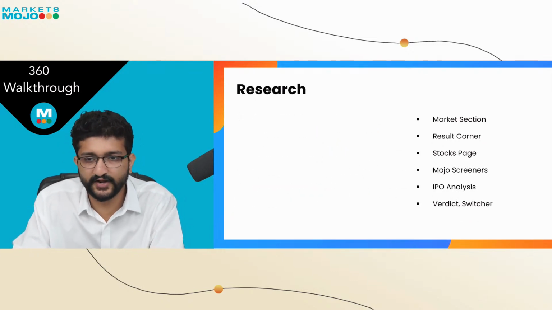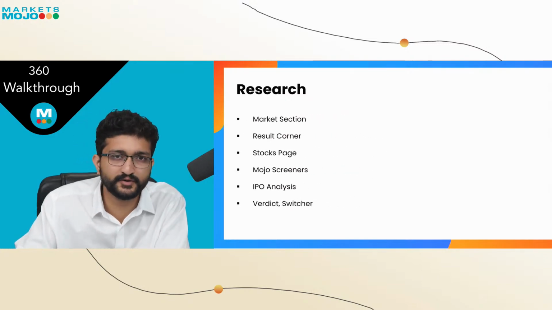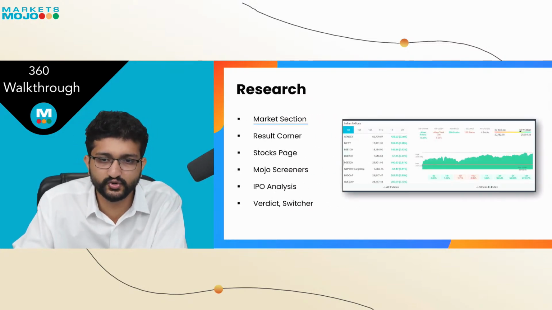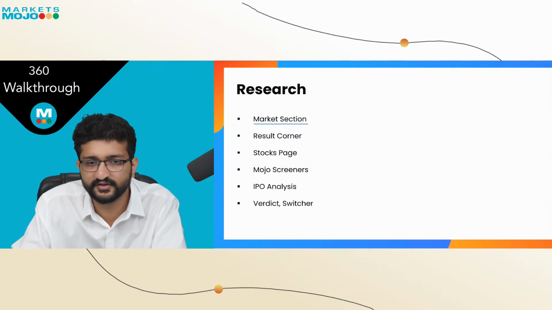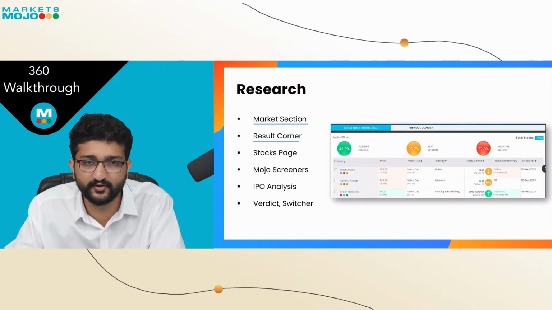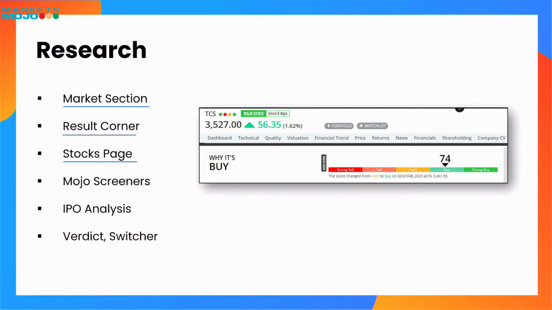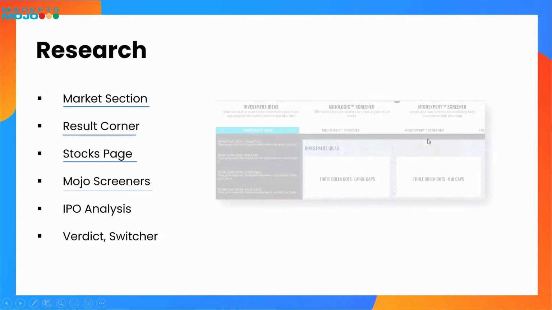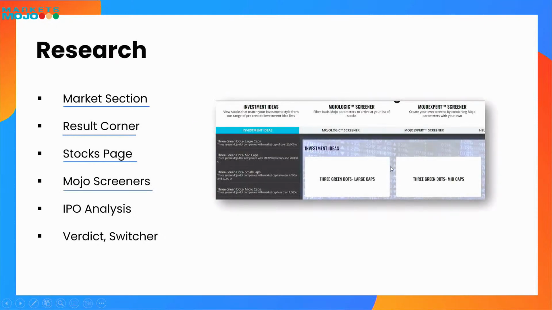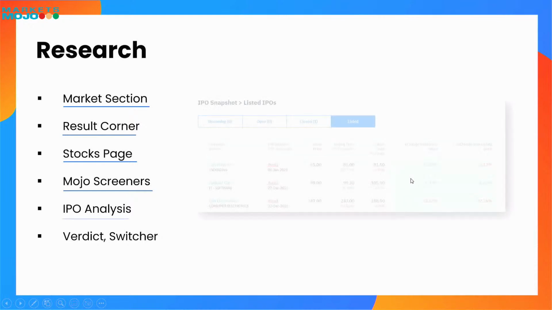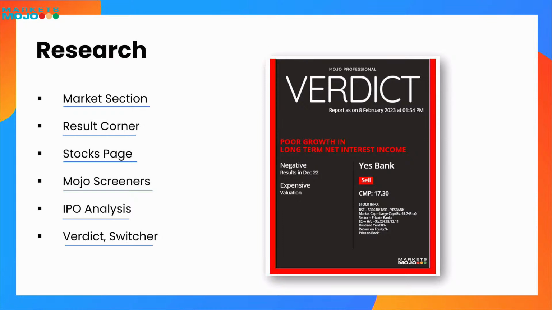Now, just to sum up very quickly what we've covered, since there was a lot of matter. Market section, as I've showed you, all the indices in one place. Result corner, all the result performances or last quarter performances in one place. We have the stocks page, the major important thing, as I said, about the 3 dots and the score or the call on the company, what you should do as of today. We had Mojo screeners, where I took you across different ideas, consistent performers, and so on. IPO analysis for new companies, and the verdict and switcher reports. So that was the research portion of the website.